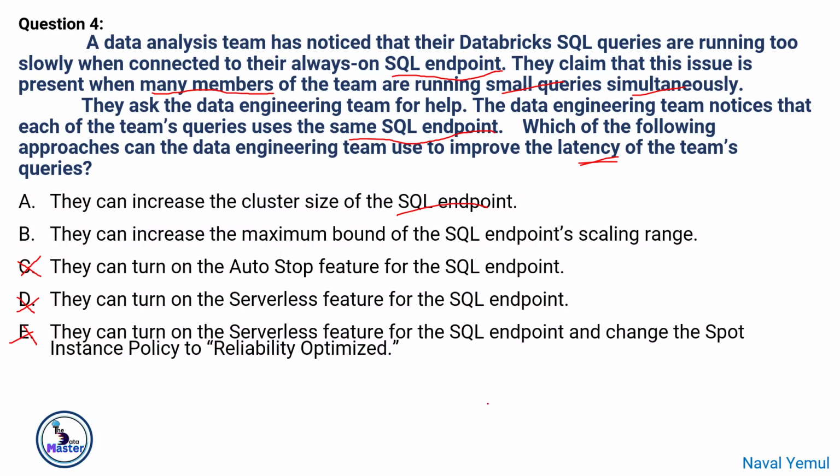So depending upon the keywords here in the question, it is saying that it is a latency and there are many members. You need to increase the maximum bound of the scaling range. You need to increase the scaling range. So the answer would be B.